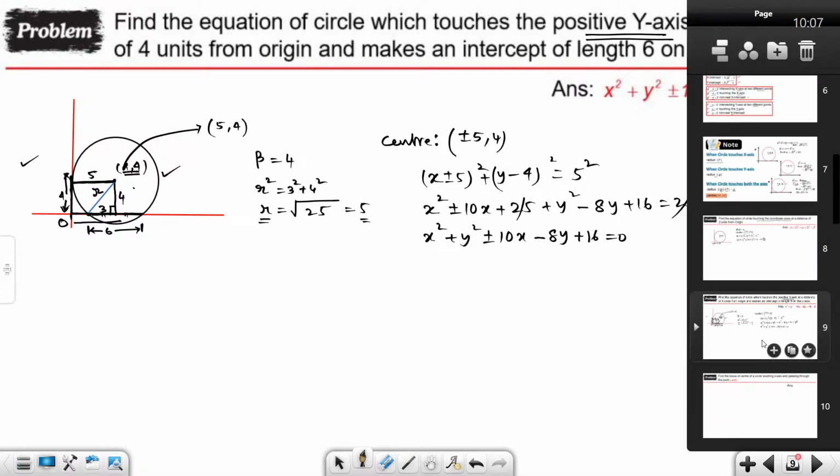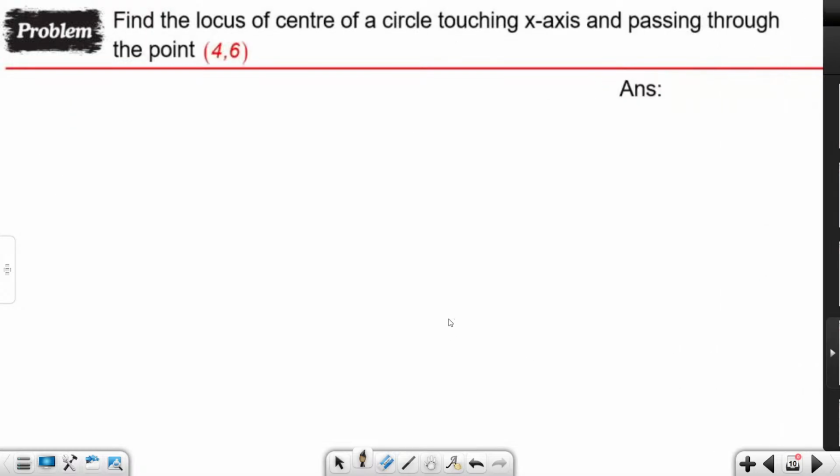Okay, let us move to the next problem. See this question. The question says, find the locus of the center of a circle touching the x-axis and passing through the point (4,6). Touching the x-axis. Okay. Let me just draw the circle first.